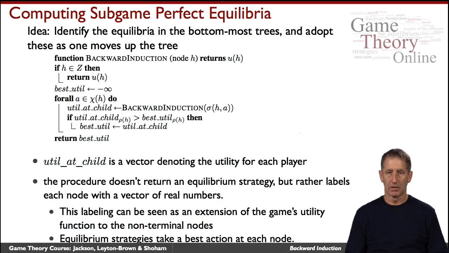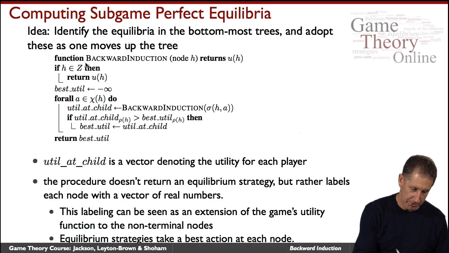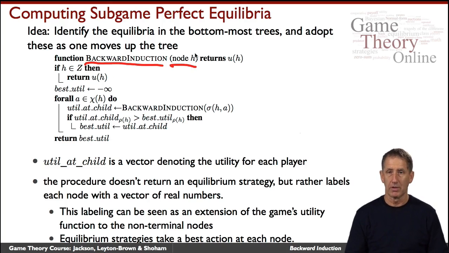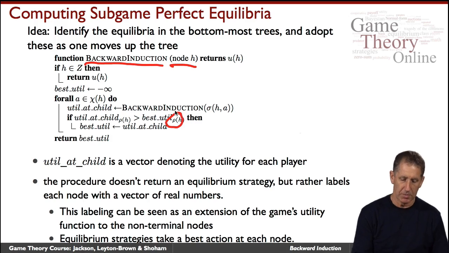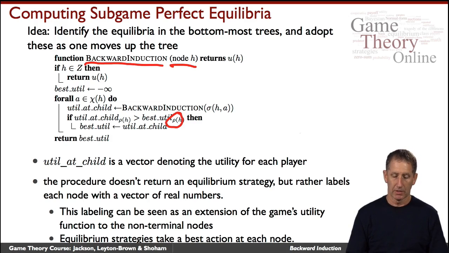Now let's see how it's done formally. The procedure is called backward induction, and it takes one argument, a node in a tree, any node. Could be the root, could be a leaf, or anything in between. And of course, every node has some player associated with it. And just to anticipate what we'll encounter shortly, rho of h will be the player associated with that node h. And when the procedure returns, it'll give us those payoffs to all of the agents associated with that node.